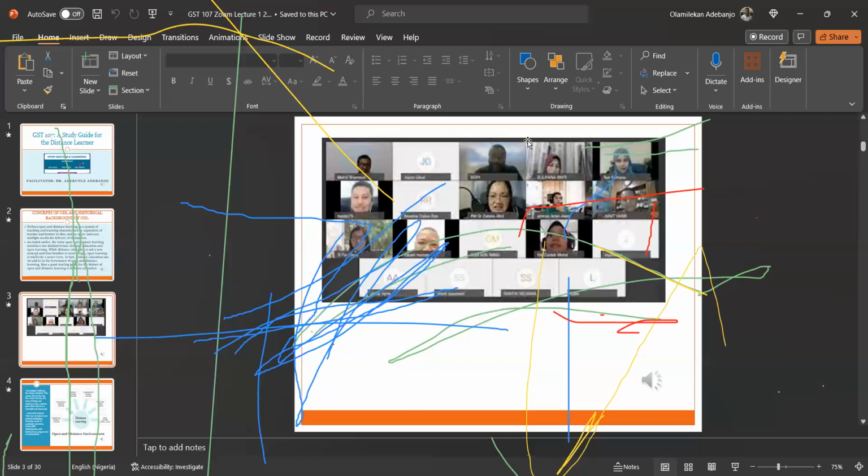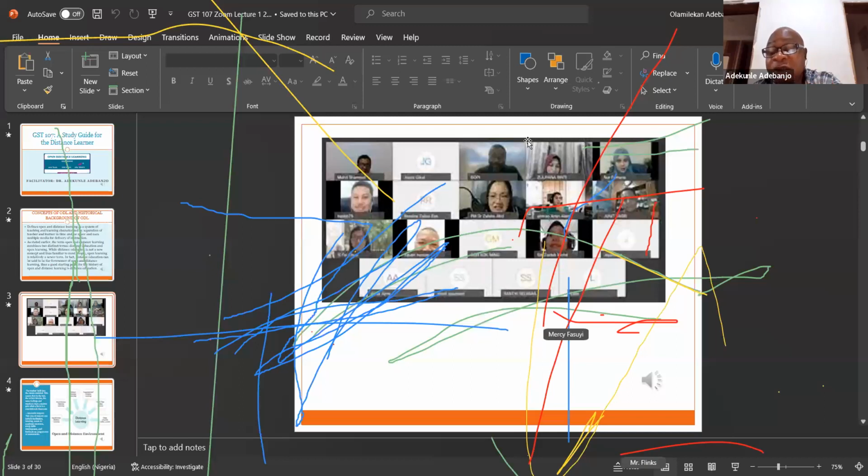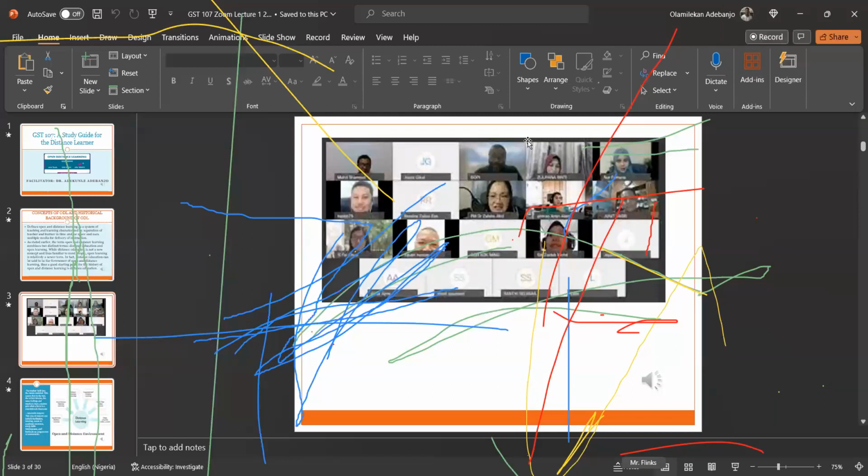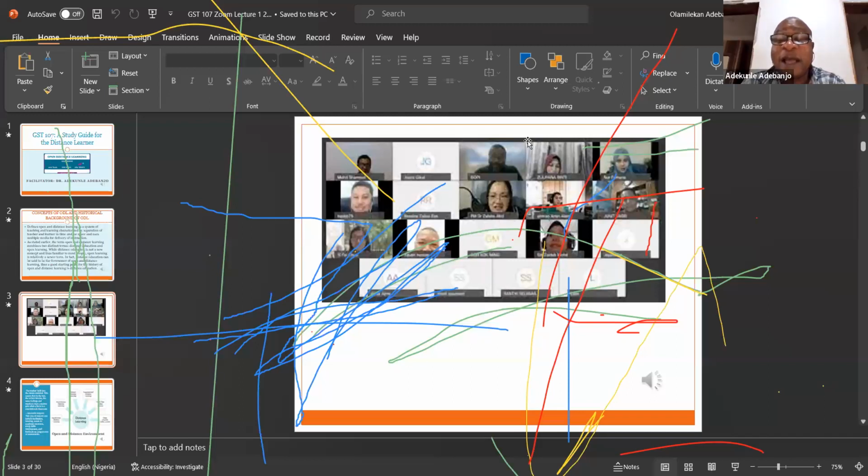Hello. What you are seeing here now is a picture of how it looks for a distance learner. Any distance learner student, this is their image. I will be where I am, and this is you that I will be seeing. Are you getting me now?